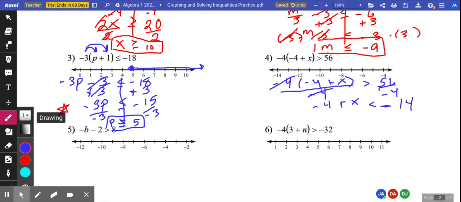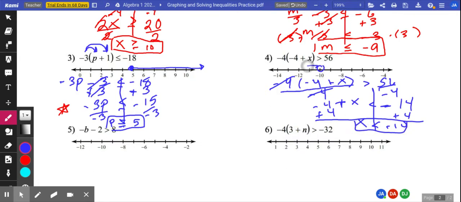-14. All right, so we have -4 plus x is less than -14. So now to get the x alone, we just have to add 4 to both sides. So we're left with x is less than -10. So we do an open circle on the -10, and since it's less than, it goes that way, to the left.